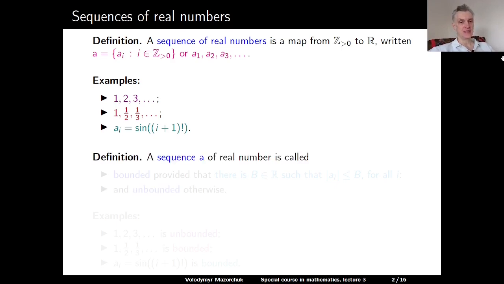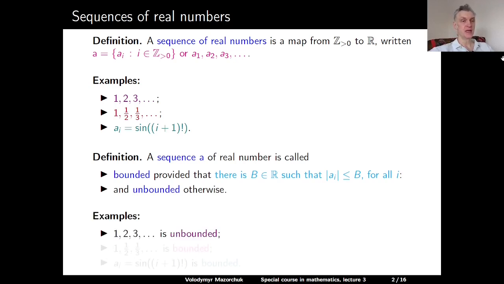Definition: a sequence A of real numbers is called bounded, provided that there is a real number capital B, such that the absolute value of all elements of our sequence, so of all A_i, is less than or equal to this B, for all i. And the sequence A is called unbounded if this condition is not satisfied.